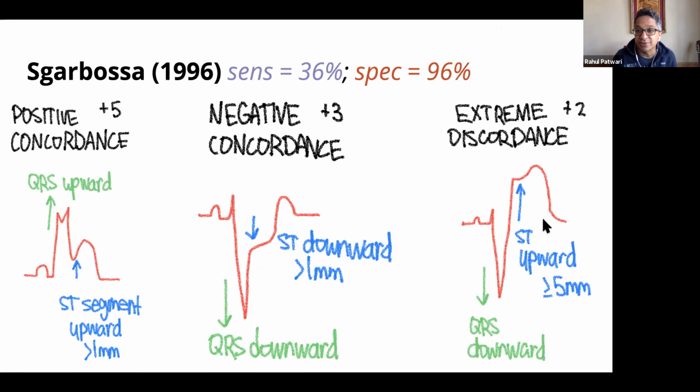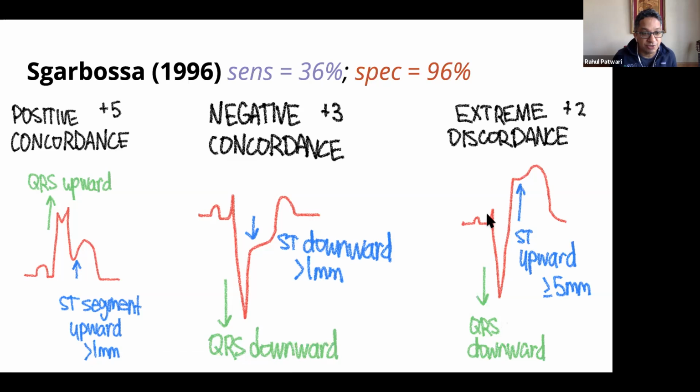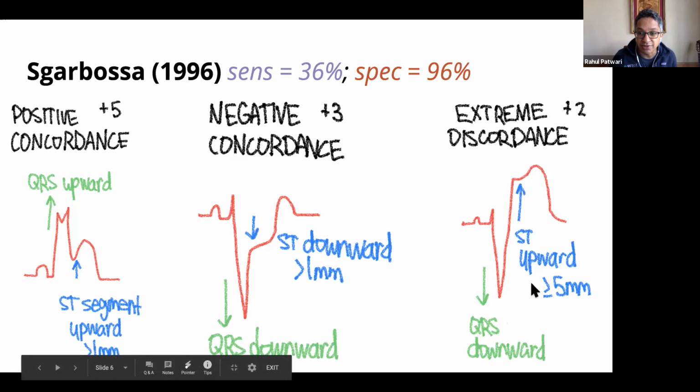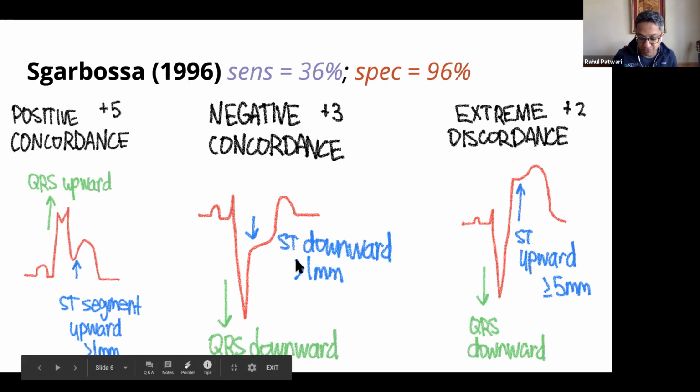There we go. Okay, so here we have discordance, and extreme discordance is the other picture. That's only worth 2 points. And that is where you have 5 millimeters going in the opposite direction, because we know, especially in those pictures that we just saw earlier, that the ST segment is going to be going in the opposite direction from the QRS. So it's got to be extreme. It's got to be greater than 5 millimeters. And so that has a sensitivity of 36% versus something better that we might want. Can we do better? Of course we can. All right.